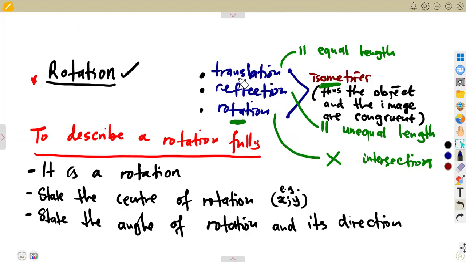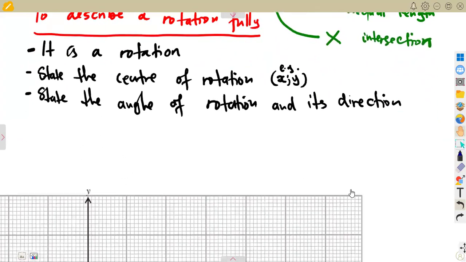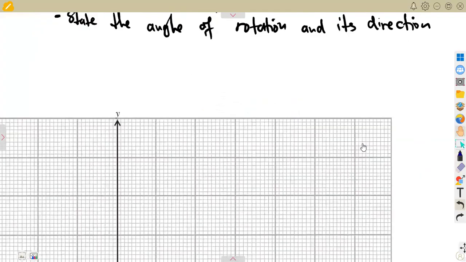Just write down translation: parallel lines of equal length if I join the corresponding points. Then to describe a reflection, to describe a rotation, you're done. The rest, we're going to talk about how to find this center and so forth. In this major class, it's on the rotation, so we are going to focus on this rotation.